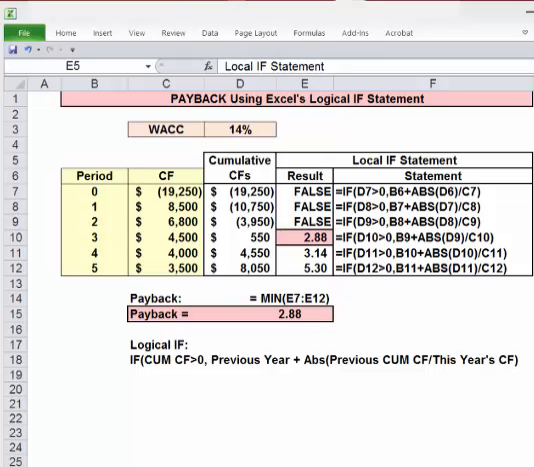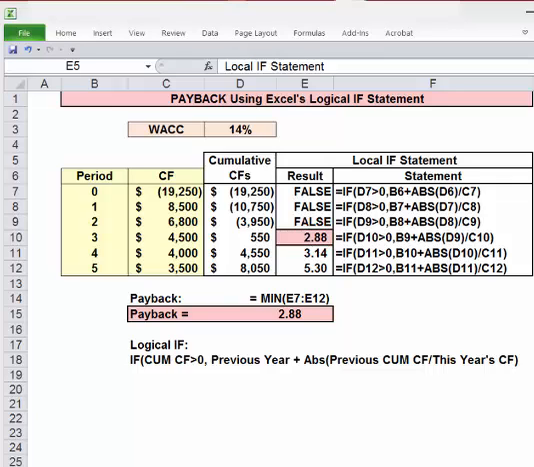So let's look at an example of using the logical if to find payback. First, we calculate the cumulative cash flows just as we did to solve PV manually. The logical if statement basically tests exactly what we were testing visually. Is the cumulative cash flow positive? If yes, then payback is the previous year plus the absolute value of the previous cumulative cash flow, which is negative, divided by this year's cash flow. If no, then false. Copying that down the column, you'll see the first non-false entry is our payback of 2.88.